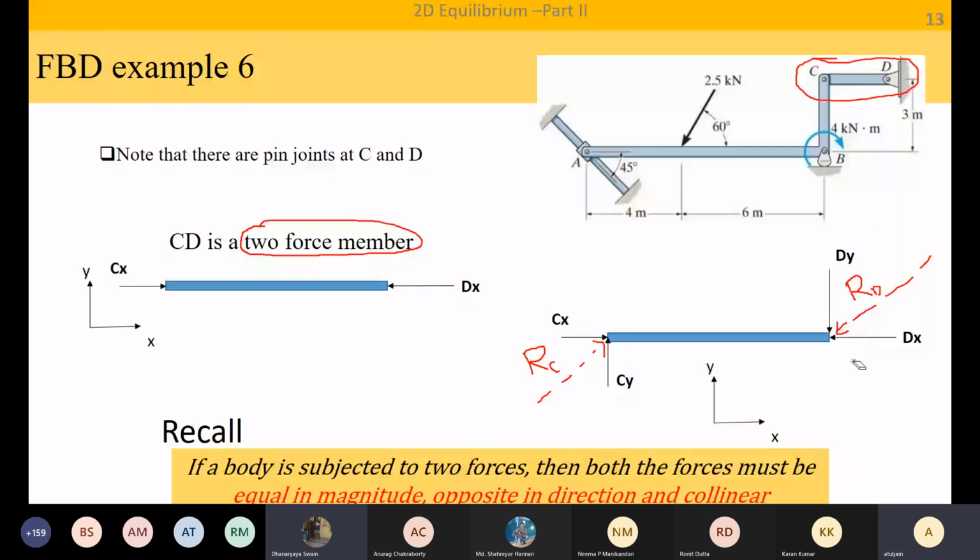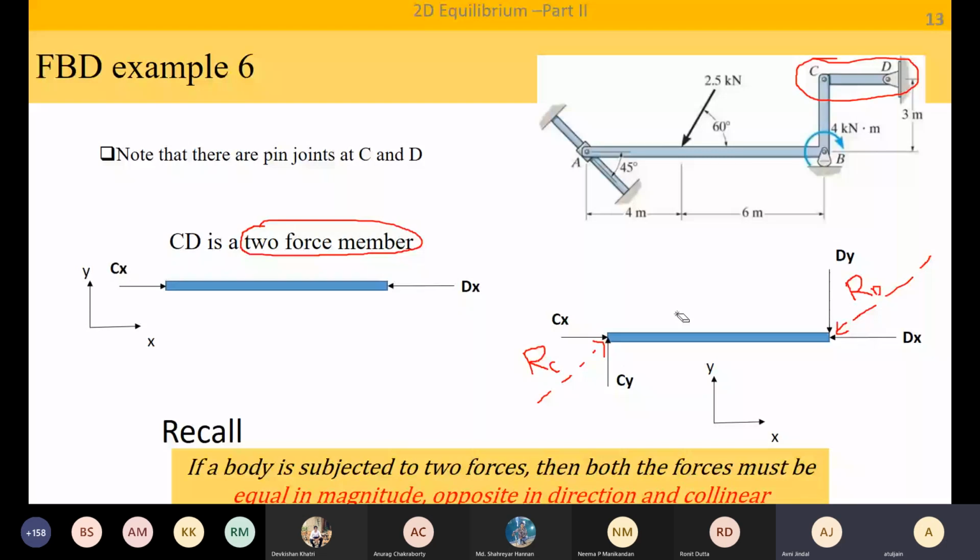But then when you are drawing the free body diagram of member ABC, then at C in ABC the force will be equal and opposite to CX. You need to find that out. Okay. So then why are we doing CY equals DY if CX is not equal to DX? Who is saying CX is not equal to DX? CX and DX are equal in magnitude. CY and DY necessarily have to be equal to 0 in this case.